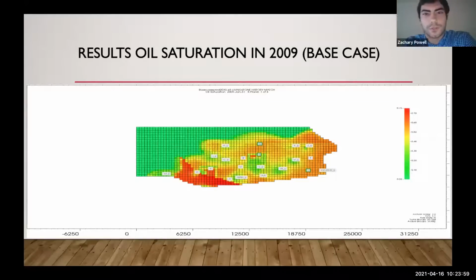So this is an image from results of CMG, and this is oil saturation, and this is in 2009. This is an aerial view, and you can probably see the green outline on Q, F, and U. Those are the producing wells at this time in 2009. And in the southwest corner, you can see there is a high amount of oil saturation. This is where a natural fault lies, and so there wasn't a lot of implementation in this area. Next slide.